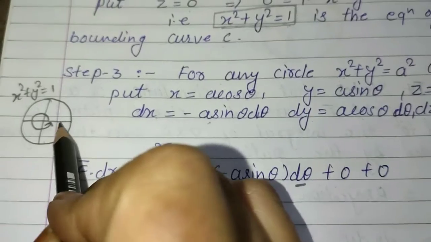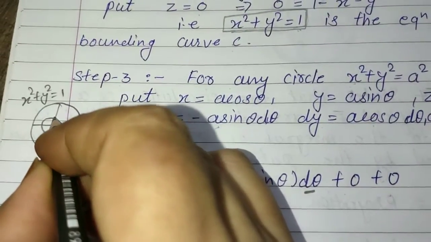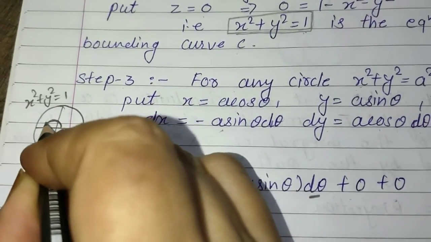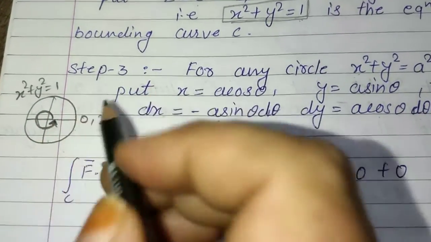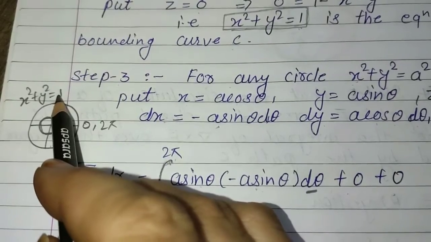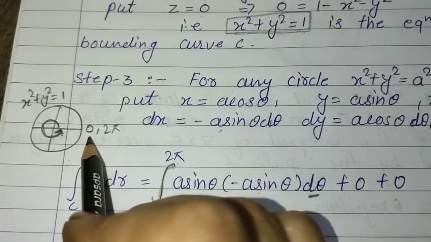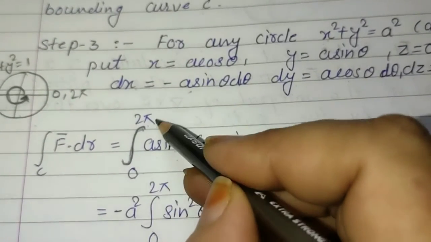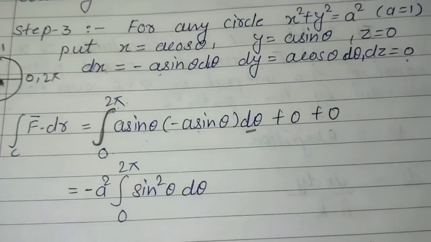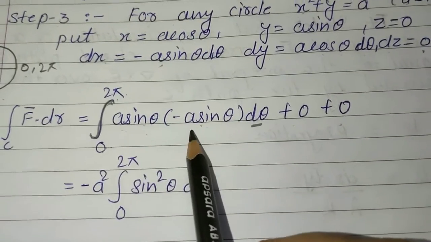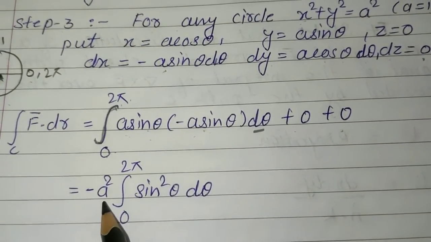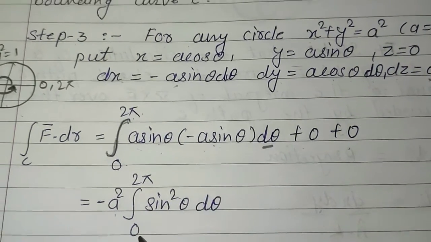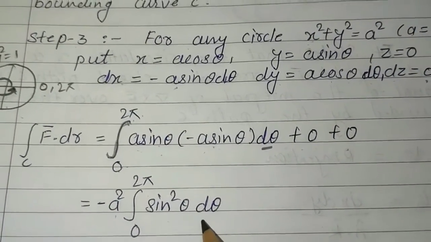This is the circle. Okay, the limit is 0 to 2 pi. The whole circle, we will take x square plus y square is equal to 1. The limit will be 0 to 2 pi. So we will write here 0 to 2 pi. Now minus a square is the constant. We will put it outside of the integral. The limit will be 0 to 2 pi sin square theta d theta.